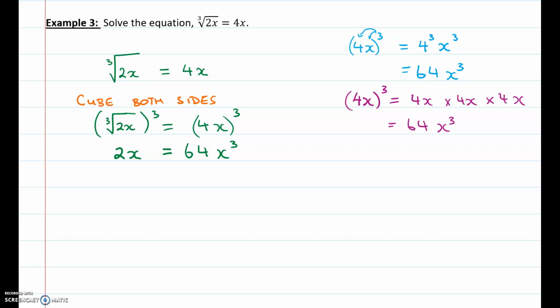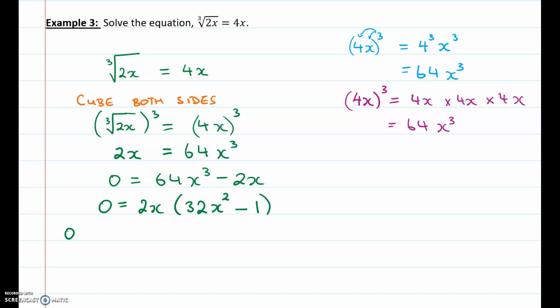Maybe a safer way to do it would be to move everything to the same side and then factor. So if we move the 2x across, it becomes minus 2x, and we have 0 is equal to, now remove the GCF, which is going to be 2x. So we take 2x out of both of those. 2 goes into 64 32 times, and x goes into x cubed, x squared times, minus 2x is 1. So that gives you 0 is equal to 2x times 32x squared minus 1.